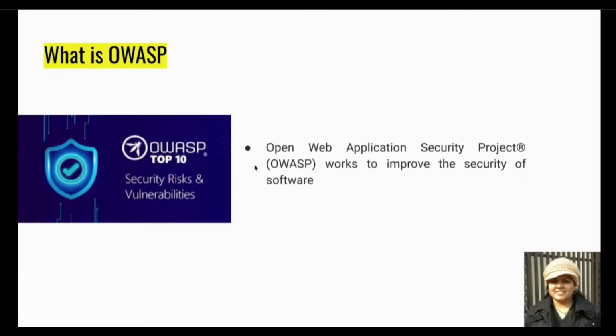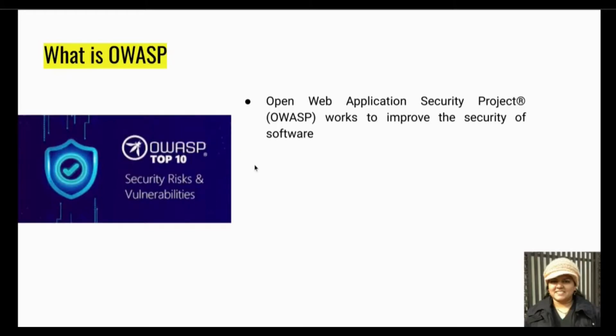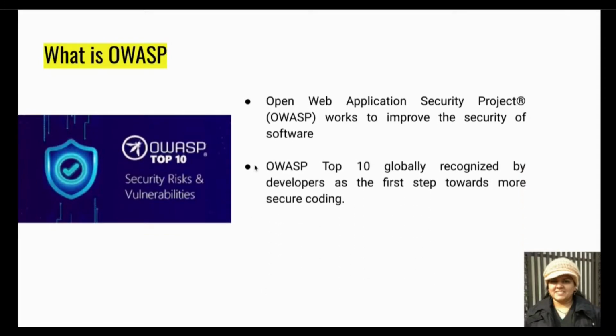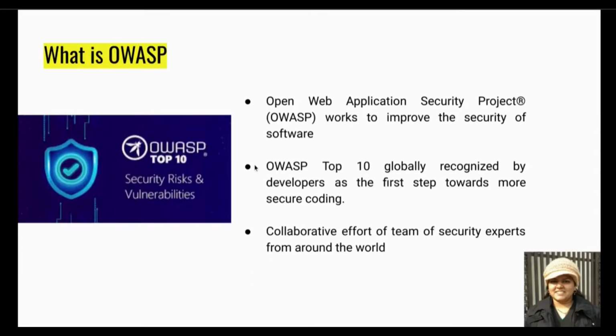The Open Web Application Security Project is a non-profit foundation that works to improve the security of software. The OWASP Top 10 is a standard awareness document for developers and web application security. It represents a broad consensus about the most critical security risks to web applications. In other words, it is an annually updated list of the 10 most critical web security risks. The list is put together by a team of security experts from all over the world. The data comes from a number of organizations and is then analyzed.